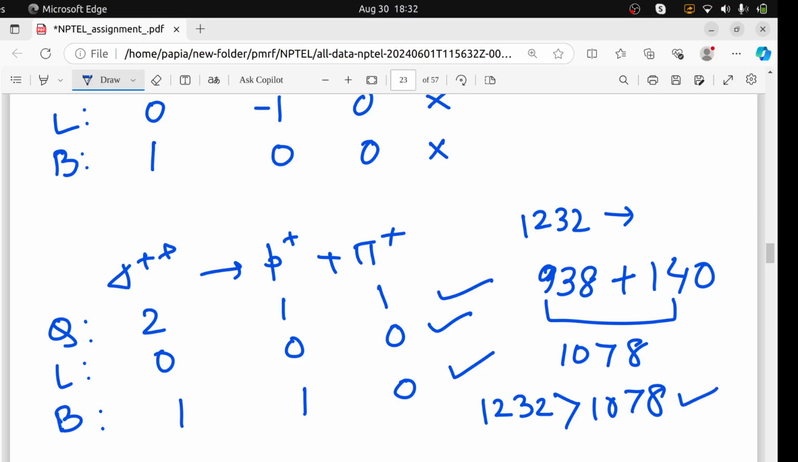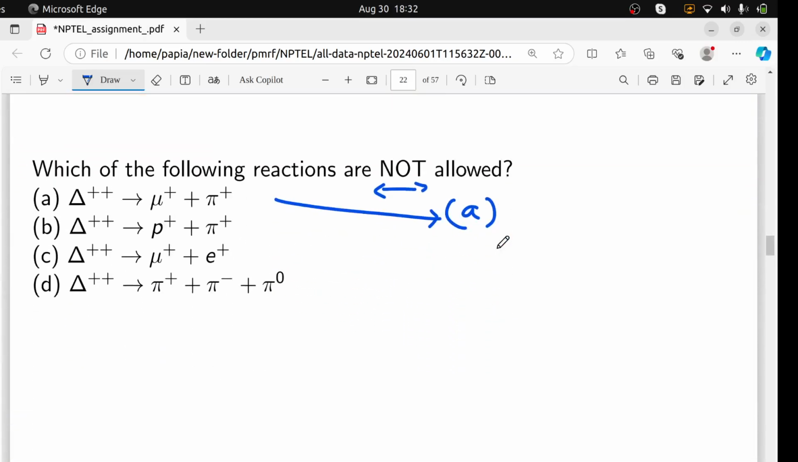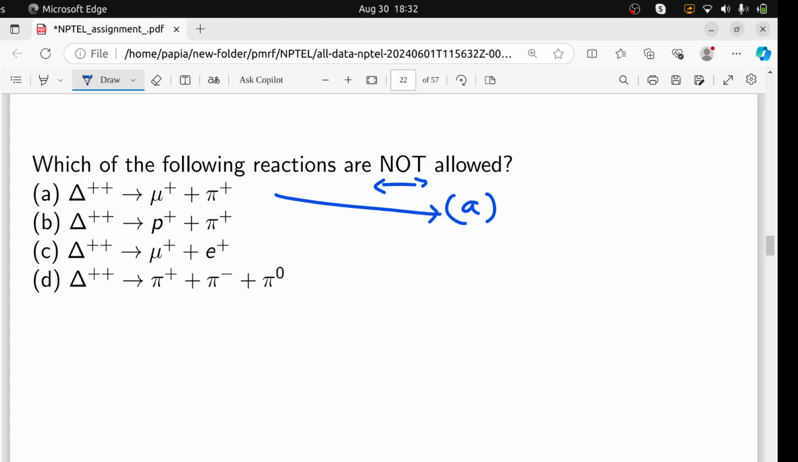Now coming to strangeness. For this case, this is not a strange particle, this is not a strange particle, this is not a strange particle. So this is also going to happen. So as you can see, in very layman language, Q, L, B, S as well as mass and energy conservation, all the quantum parameters are conserved here. So that is going to happen. So it is allowed.